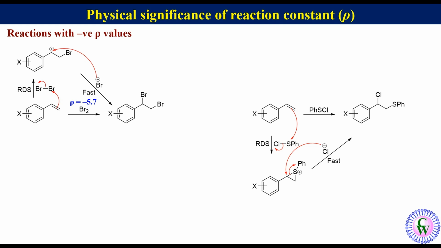In the second mechanism, attack of pi bond on sulfur of phenyl sulfonyl chloride gives benzyl carbocation, which after attack by the chloride ion gives product. Rho value for this reaction was found to be minus 2.7, which is consistent with the formation of three-membered cyclic cationic intermediate. So, in this case, the first mechanism is the correct mechanism.